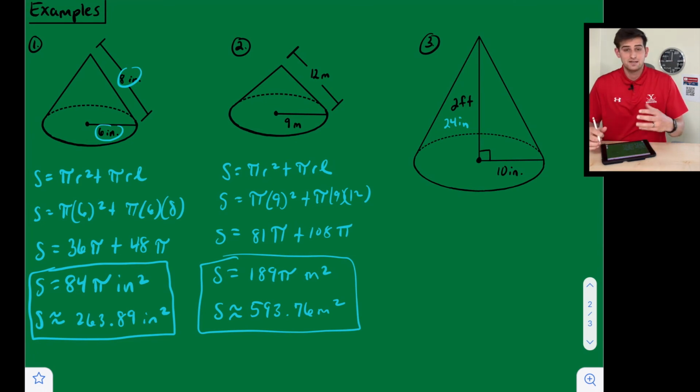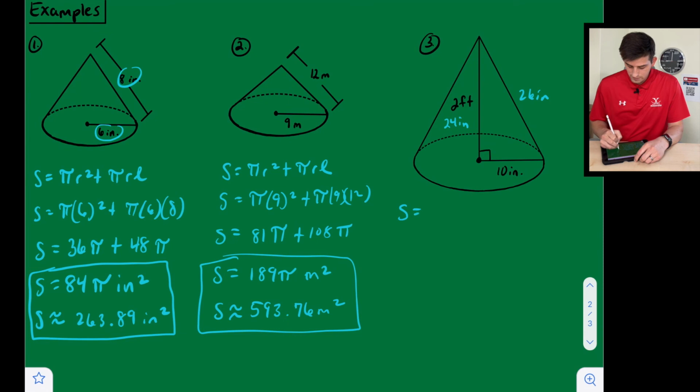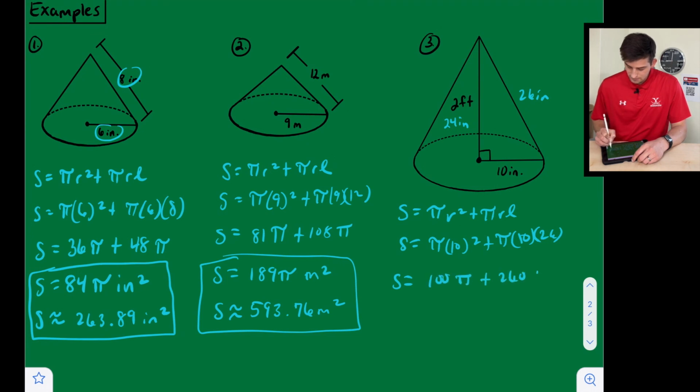So hopefully we can recognize that this is a Pythagorean triple, and this would be a 10, 24, 26 right triangle. If we think about the simplified version, this would be a 5, 12, 13, but we've just multiplied all these measures by 2. So now we can use our formula. S is equal to pi r squared plus pi rl, and we plug in our information. So pi, our radius is 10, and our slant height, which we calculated from a Pythagorean triple, is 26. Okay, so now we get 100 pi plus 260 pi, and we get 360 pi.